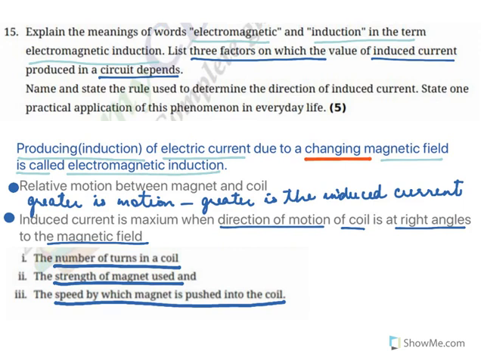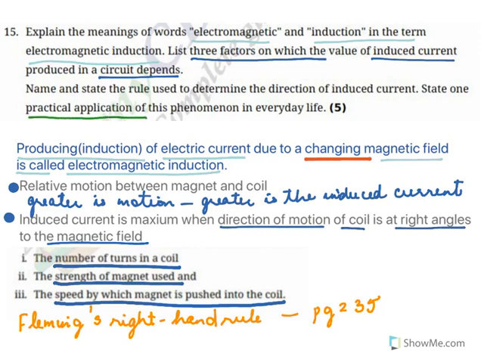Then the next point they are saying, name and state the rule used to determine the direction of induced current. And the rule is Fleming's right hand rule. The rule is stated on page 235, and make sure that you study it.